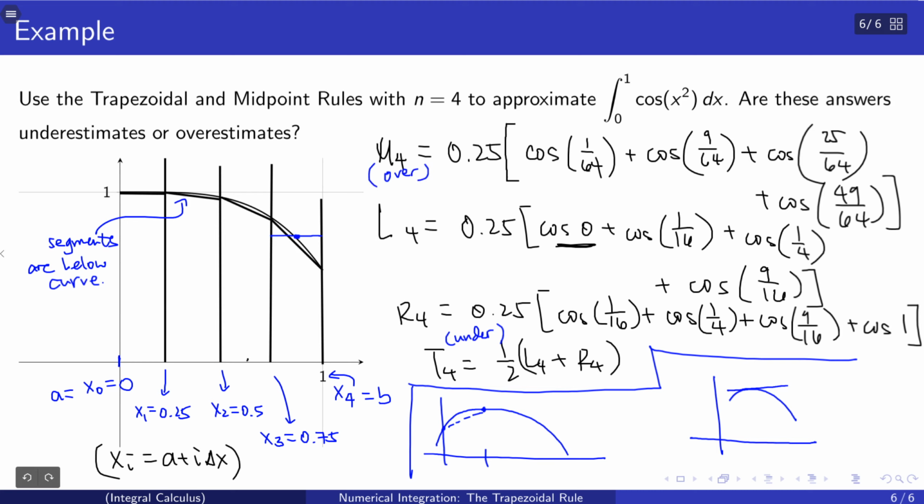And that's actually nice here, right? Because that tells us that the actual value of the integral is somewhere in between T sub 4 and M sub 4. So T sub 4 is less than or equal to this value, which is less than or equal to M sub 4.